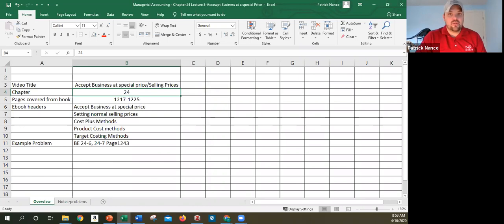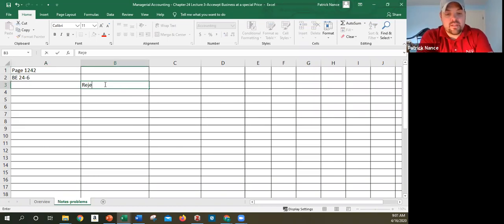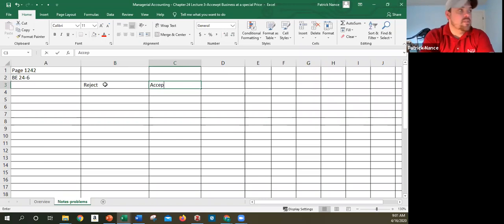So let's go look at 24-6 and 24-7. Okay, 24-6 says accept special business or business at a special price. Product A is normally sold for $9.60 per unit. A special price of $7.20 is offered to the export market. The variable production cost is $5 per unit. An additional tariff of 15% of the revenue must be paid for all exports. Assume there's sufficient capacity. For the special order, prepare a differential analysis dated March 16th of whether to reject or accept. So we have reject or accept.